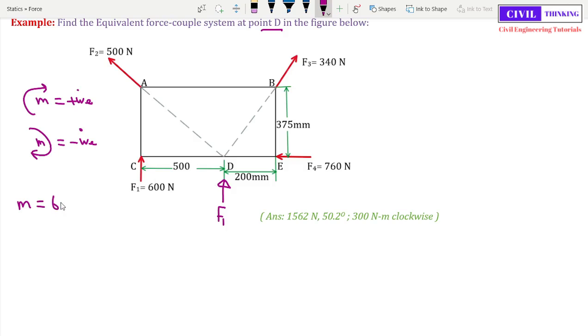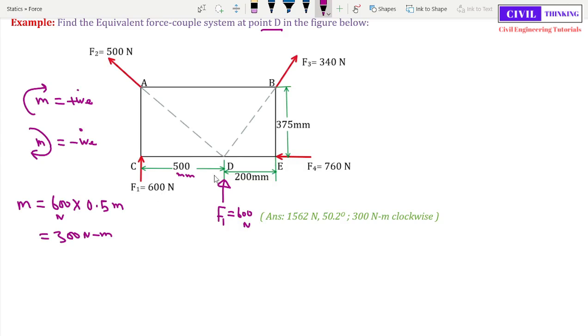So it is 600 multiplied by, how far is 600 Newton from D? It is 500 millimeters. So it is 600 Newton multiplied by 500 millimeters. Now 500 millimeters is 0.5 meters. Now let me use the calculator to find it. It is 600 multiplied by 0.5. It is 300 Newton meter.